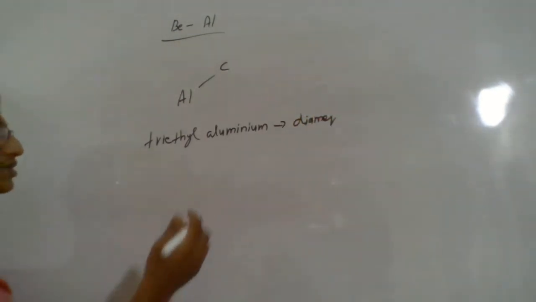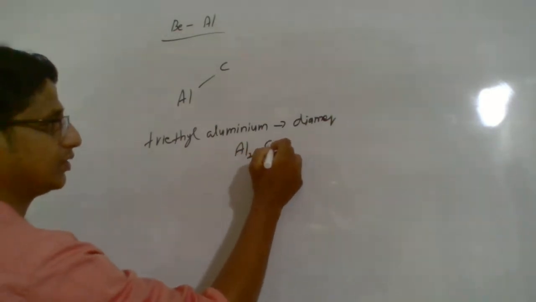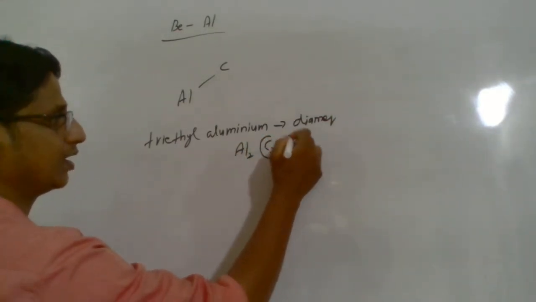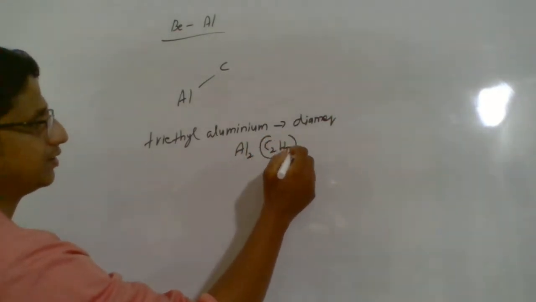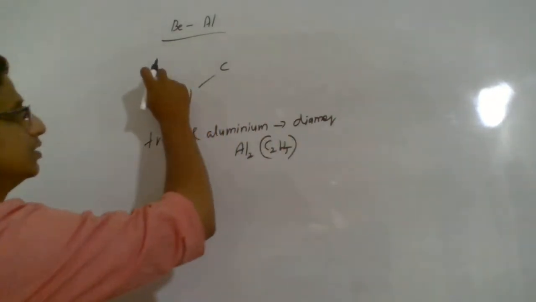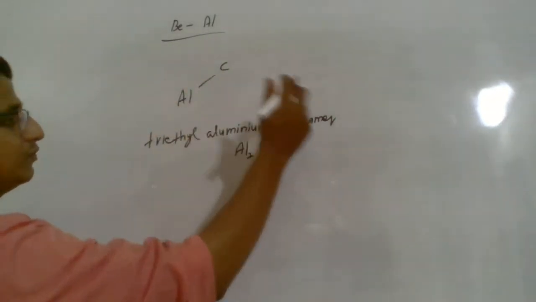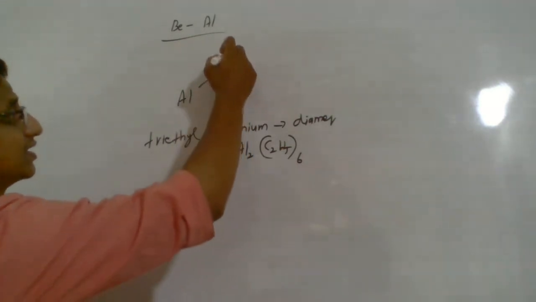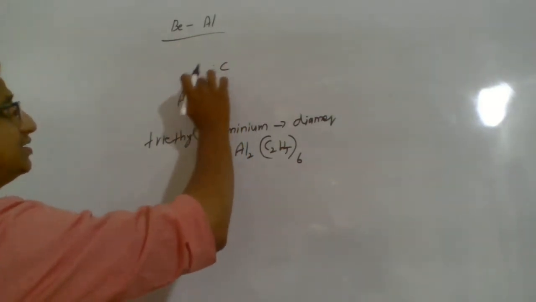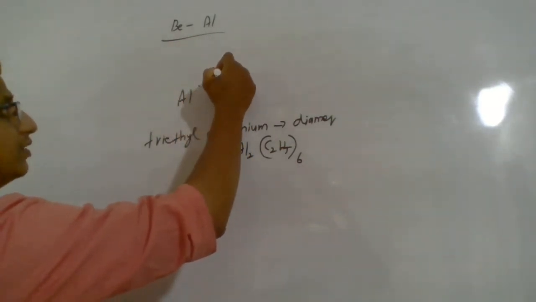AlCH3 thrice is not stable, so they will form Al2C2H5. How many will be there? It will be 4 plus 1 plus 1, right? 1, 2, 3, 4, 5, 6. Okay, let us check. You see, it's a bridge bond, so you cannot draw it in the plane.